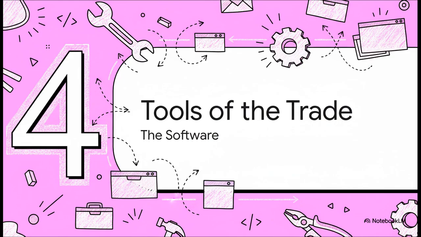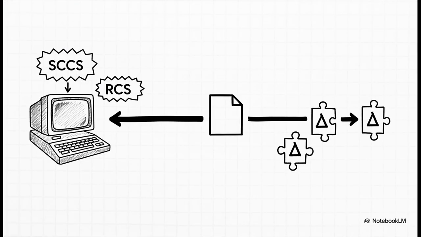So that's the theory. But how do developers actually pull this off in the real world? Well, that brings us to the tools of the trade, the software that powers the whole SCM process. We can trace the history of these tools all the way back to early Unix systems, with things like SCCS, the source code control system, and RCS, the revision control system. These were the pioneers. They introduced the revolutionary idea of storing just the differences between file versions instead of a whole new copy each time. That was a huge leap forward.